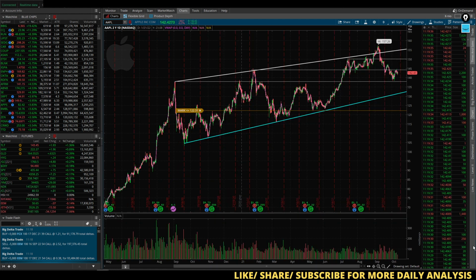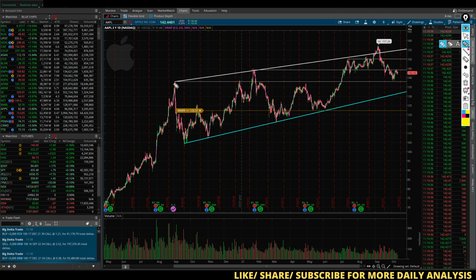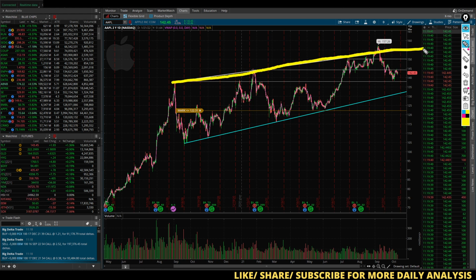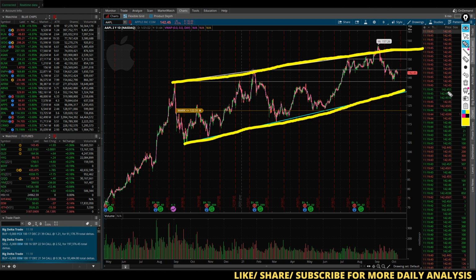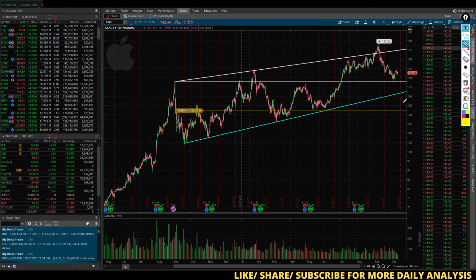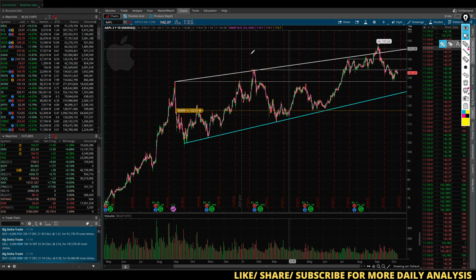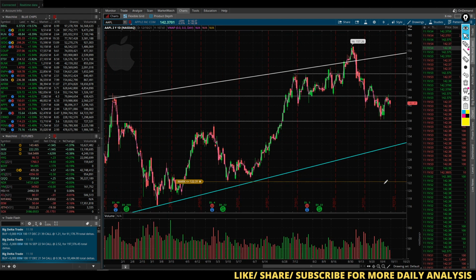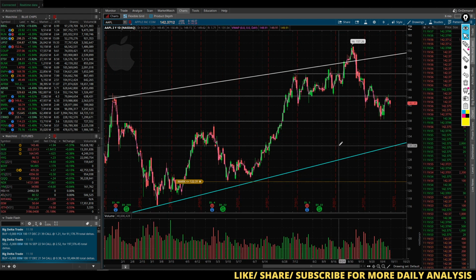So this is the daily chart, and I have been watching this trend line to the upside as a resistance, and then support trend line right here at the bottom. All right, so we're gonna pull up the moving averages as well, and then take a look at the option activity as well. But right now, stock is pretty much sitting right below resistance.